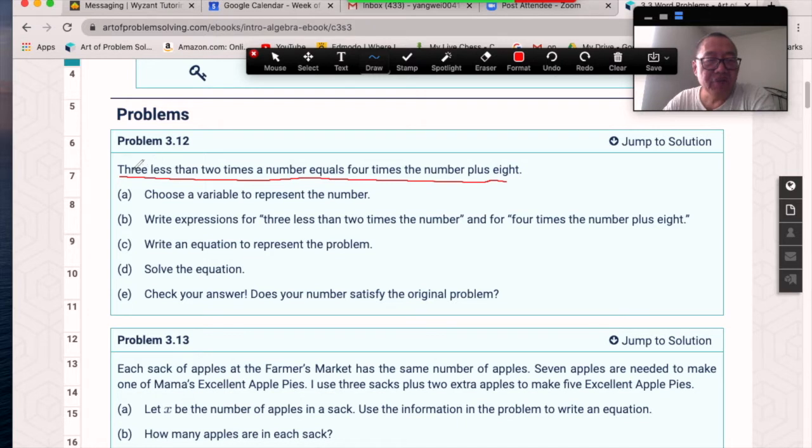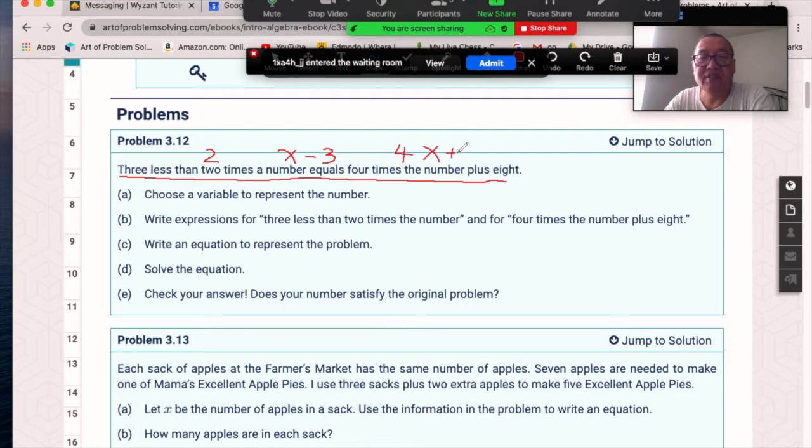So see here, 3 less than 2 times a number. We don't know that number, right? They ask us to find that number. So then we can say that's x. Then 2 times that number, so that means 2 times this number. And 3 less than this, so that means this one minus 3. Then this one equals 4 times the number plus 8.